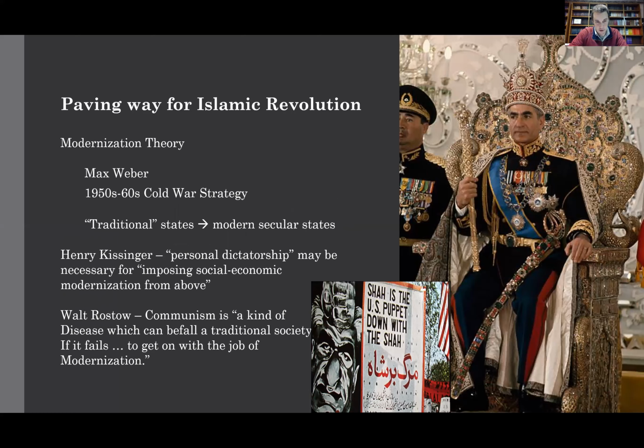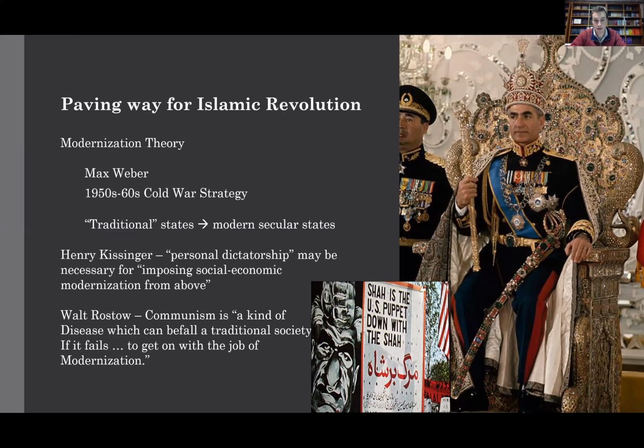International relations students should be pretty familiar with modernization theory, but this was really what U.S. foreign policy was based on, which was articulated by Max Weber. This was the United States strategy during the Cold War in the 1950s and 60s, and would last into the 1970s and 80s, when it would really start to falter. But the basic thesis is to take traditional states, whatever that means exactly, and to create modern secular states in the image of the West.